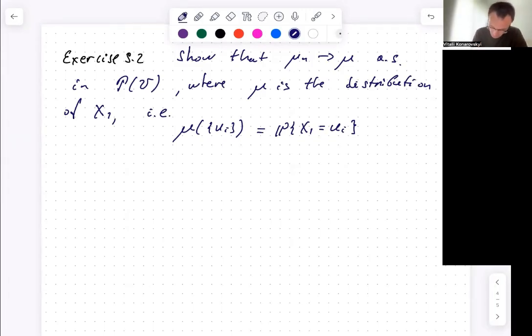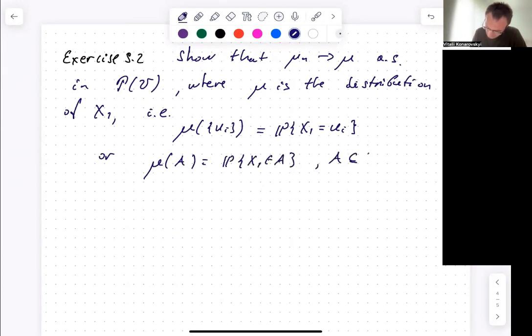Right? Or if you like, you can write it differently: mu of A is the probability that x1 belongs to A for every A that is a subset of U. Of course, it is equivalent because here U has a finite number of elements. It is a discrete space. Good.